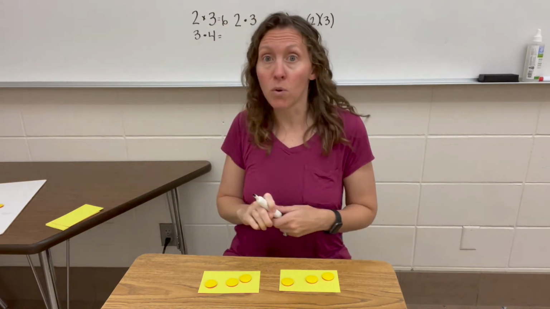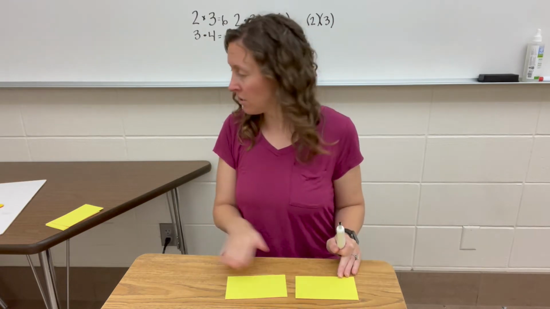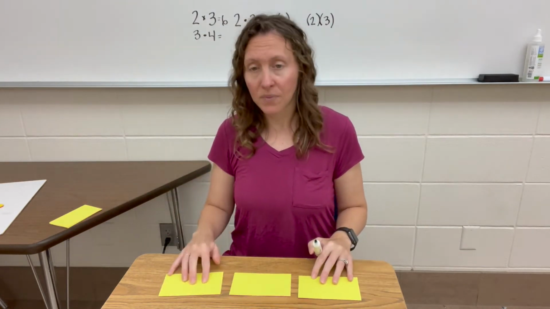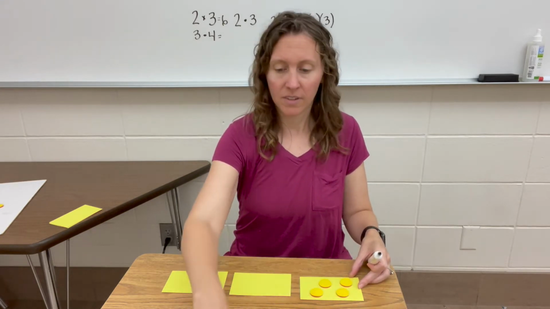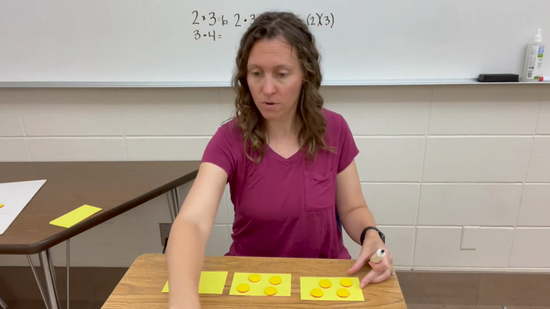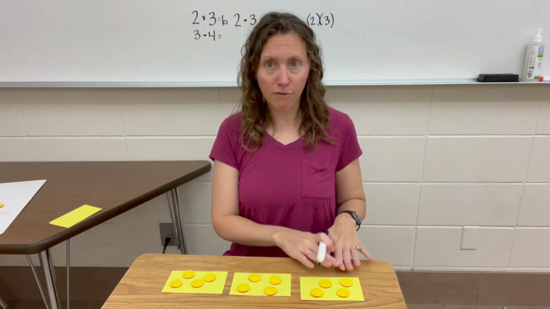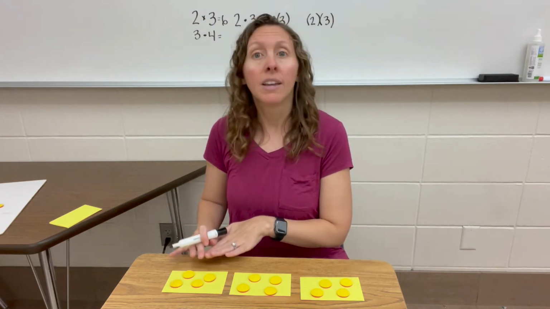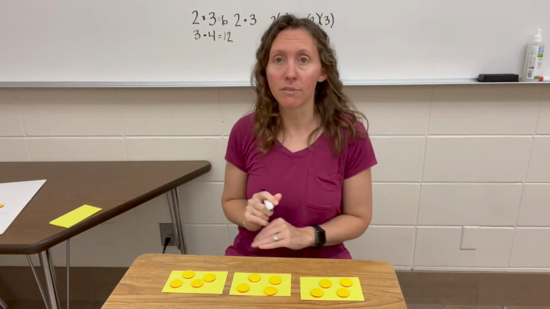Okay? Let's model another one. 3 times 4. This time, I'm going to have 3 groups. 1, 2, 3. And in each group, I'm going to put 4 positives. 2, 3, 4, 2, 3, 4. All right, so altogether, I have 4, 8, 12. And yellows are positives. So my answer is positive 12.